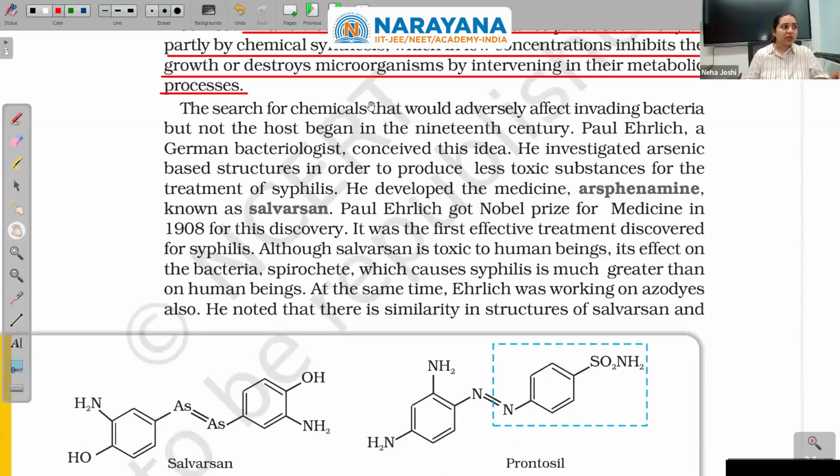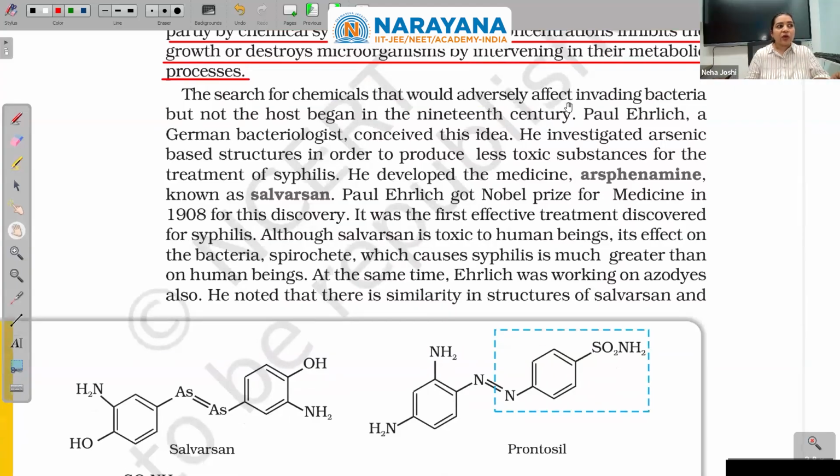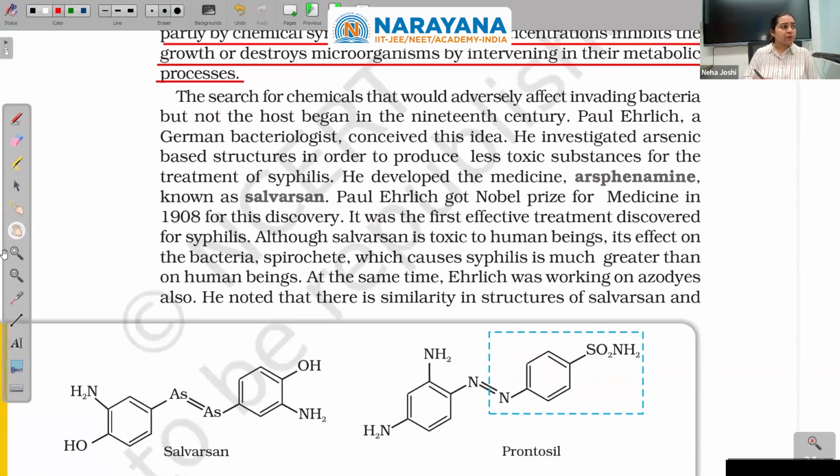The search for chemicals that would adversely affect invading bacteria but not the host began in the 19th century. That is, the chemical will attack the bacteria but not the host. This was started in the 19th century. And who was the first one to do so? Paul Ehrlich, a German bacteriologist, conceived this idea.